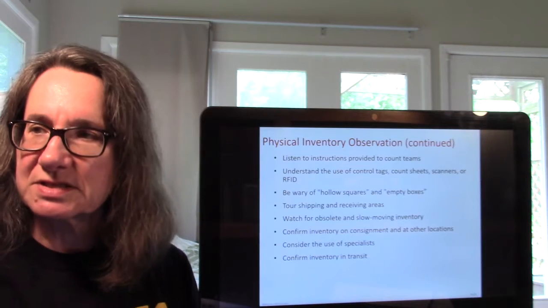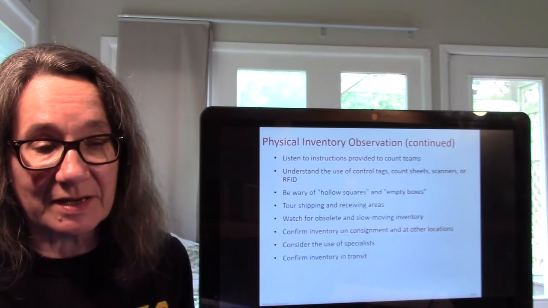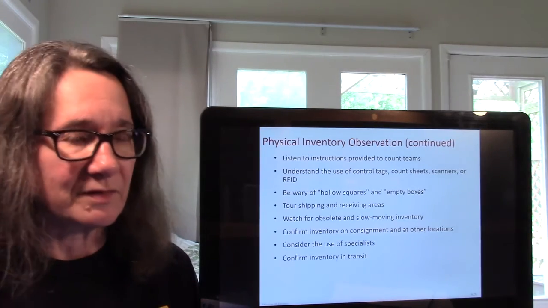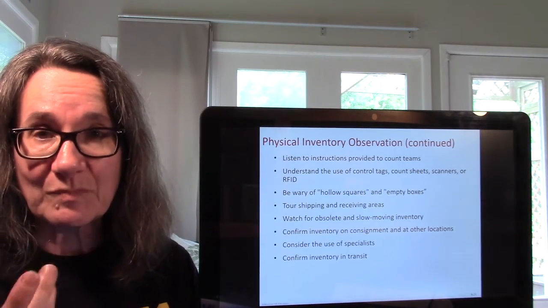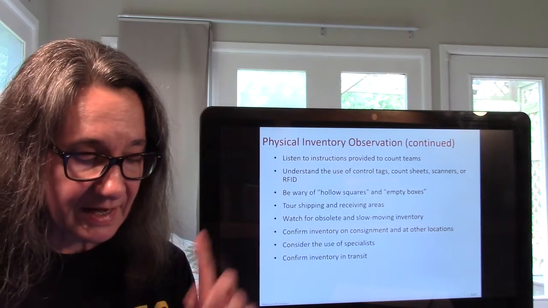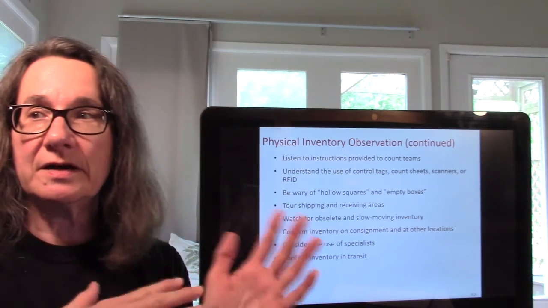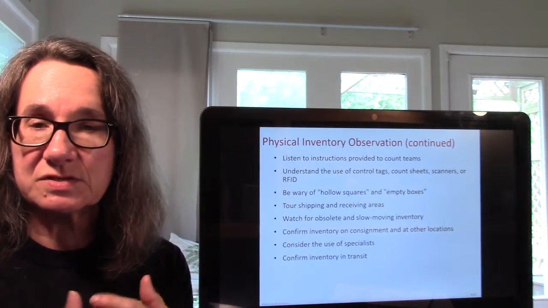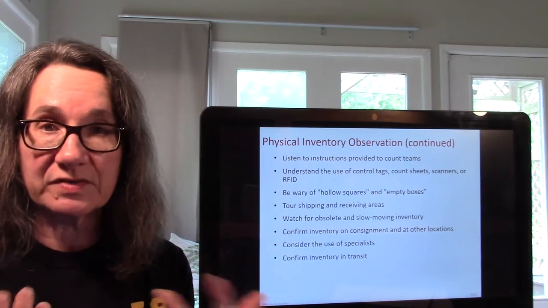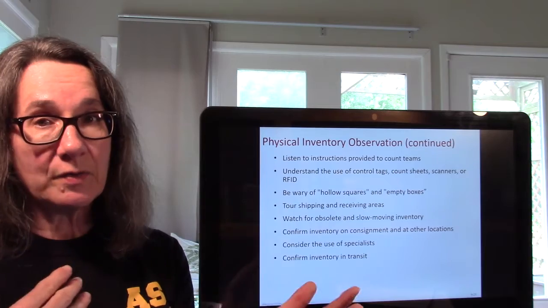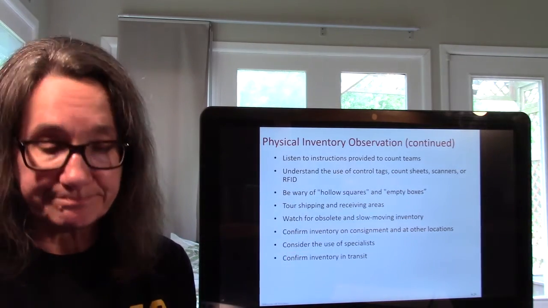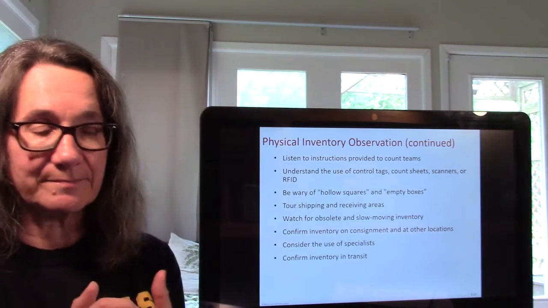Consider use of specialists. You're going to have to use specialists sometimes. I think I've told you about the jewelry store I went to, where I was like, oh, are these really diamonds? I don't have any way of knowing. And inventory in transit: remember, you should have access to the shipping documents, so the bill of lading will tell you if it's FOB shipping point or destination. If they own it, it could be theirs and part of their inventory, but it's just in transit. So you need to confirm that.